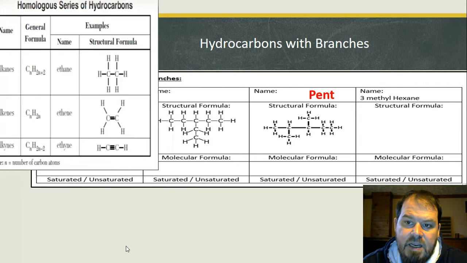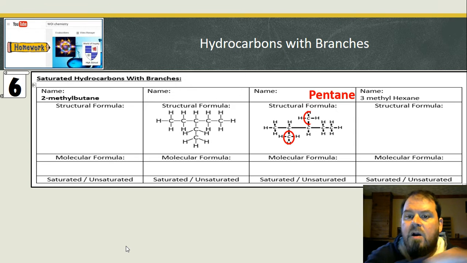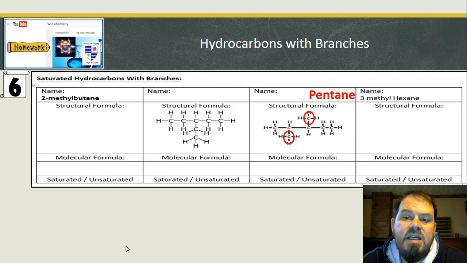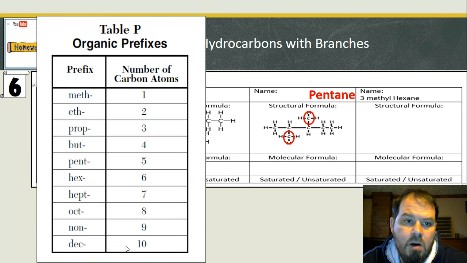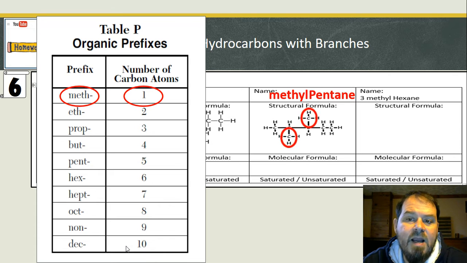Single bonded, it's an 8. Okay, I'm going to try and move this along a little faster. So I got pentane going across the middle. Now here are my 2 side chains. Makes sense. Each side chain is 1 carbon long. So 1 carbon is a meth. Okay, so boom. But here I got 2 of them.